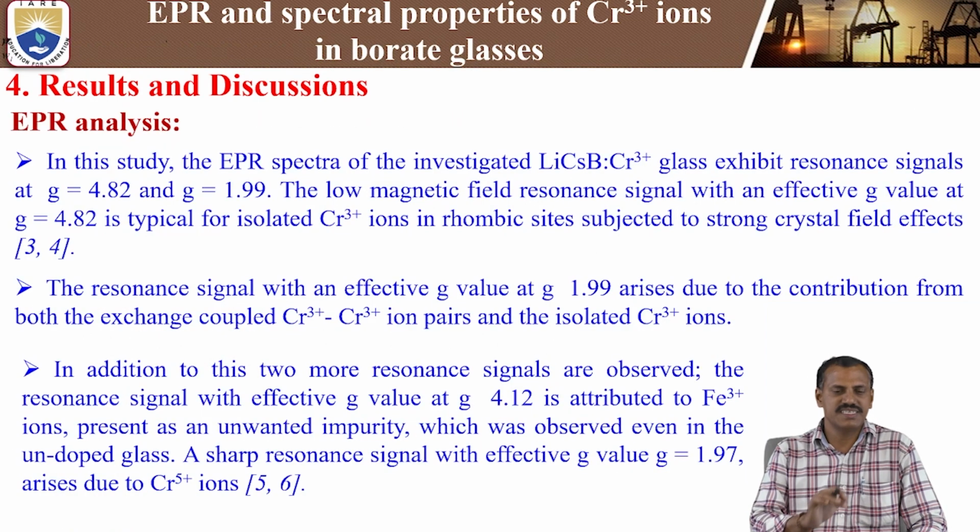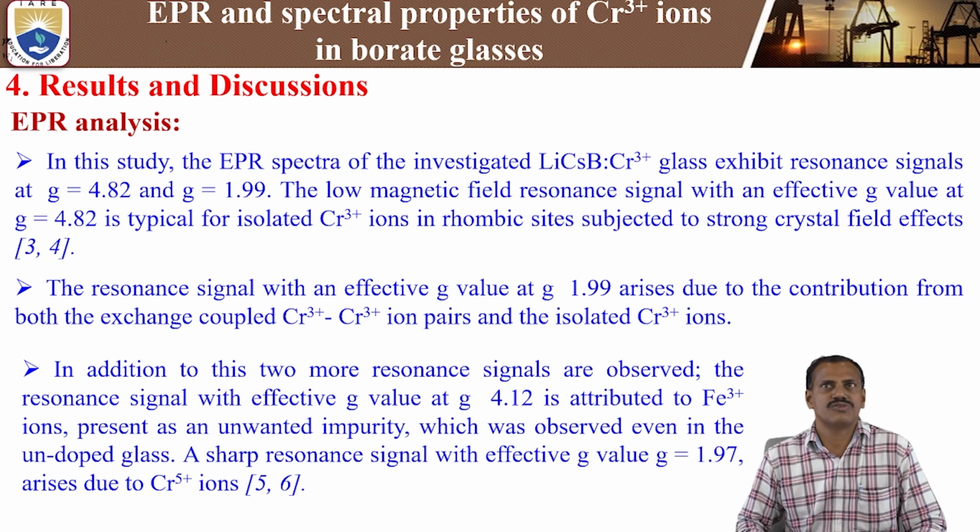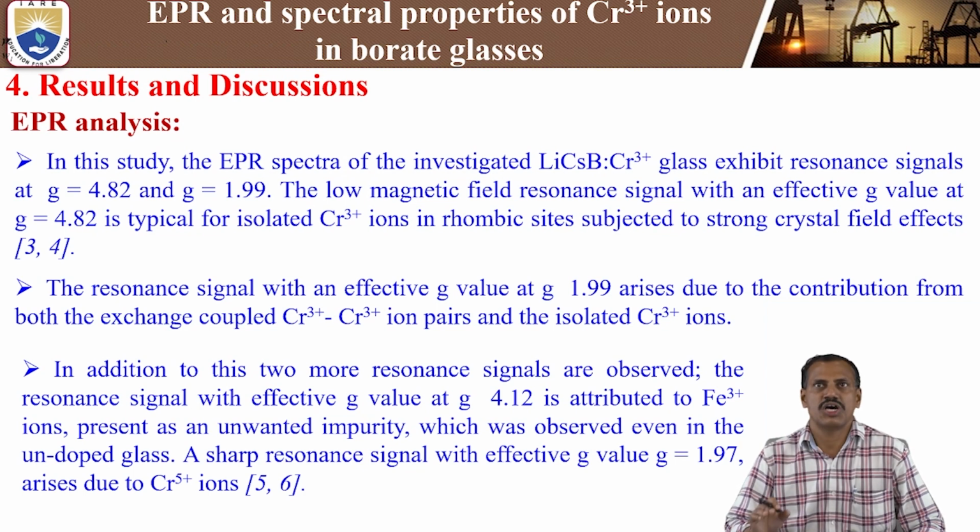So next, EPR analysis. In this study, the EPR spectra of the investigated lithium cesium borate glasses doped with chromium 3+ exhibit resonance signals at g = 4.82 and g = 1.99, where g is the Landé splitting factor. The low magnetic field resonance signal with an effective g value of 4.82 is typical for isolated chromium 3+ ions in rhombic sites subject to strong crystal field effects. So that is a very important thing: g = 4.8 is mainly due to the chromium 3+ ion, and the site symmetry is rhombic.